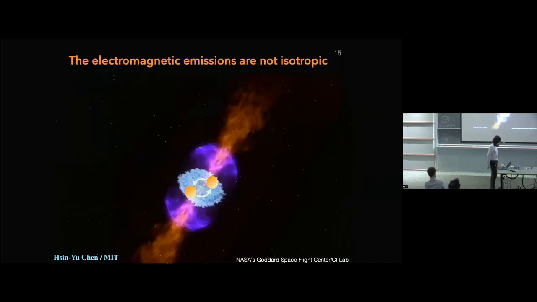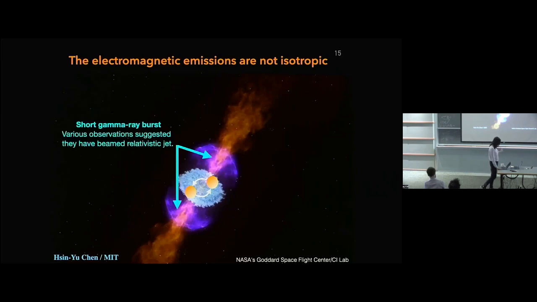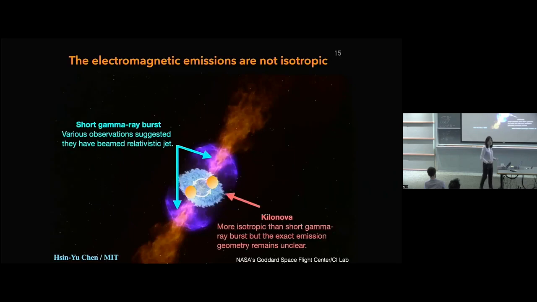Another possibility is to turn our attention to the electromagnetic emissions. What you see here is a nice cartoon made by NASA of the binary neutron star merger electromagnetic emission. There is the short gamma-ray burst, which is a very elongated jet. There is also the kilonova emission, which is more isotropic. But still, there are theories predicting that this kilonova emission can possibly have some sort of structure.